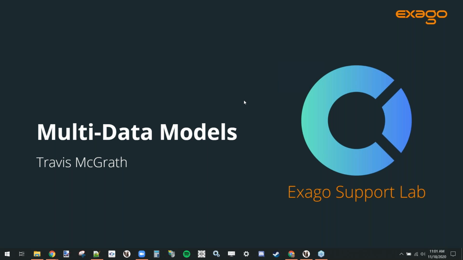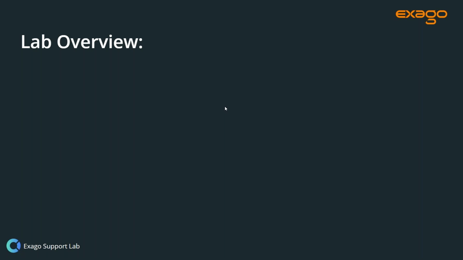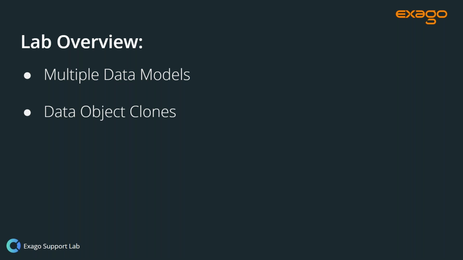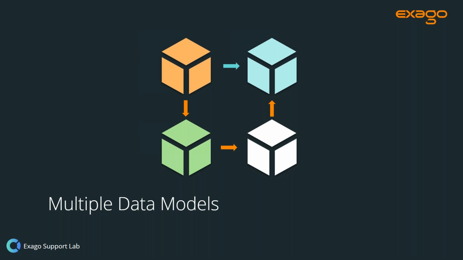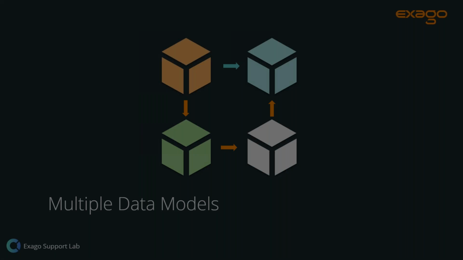Awesome. So with that, let's dive right in. So here, the first thing we're going to do, we're going to talk about multi-data models. What are they? How do they work? Why would you use them? And then we're going to talk about data object cloning. That's that newish feature that was added since the last time we recorded this topic. We're going to keep it pretty simple though, just those two topics, not much else. So with that, multiple data models.